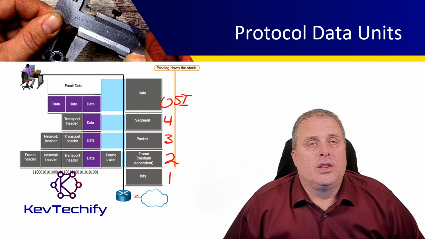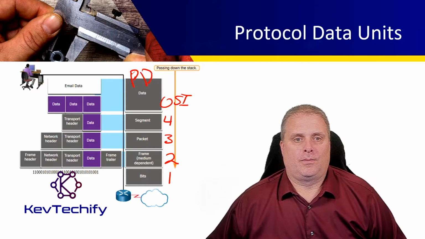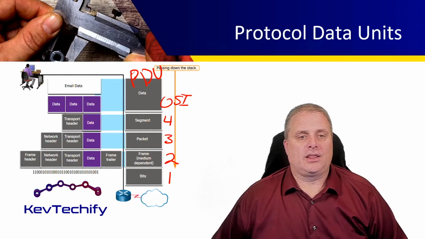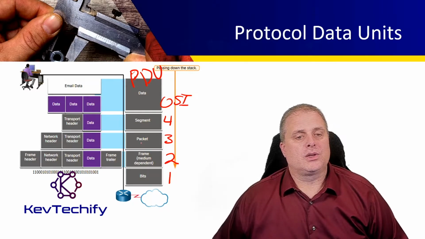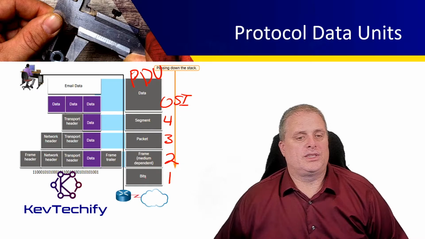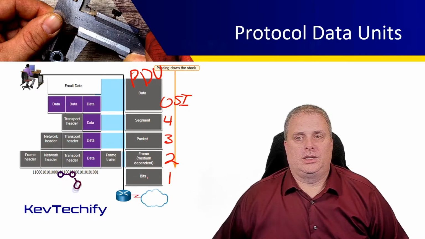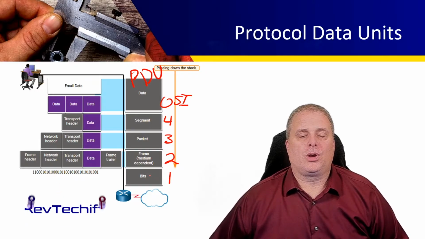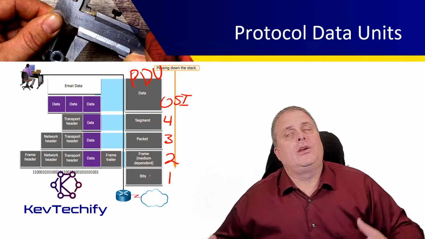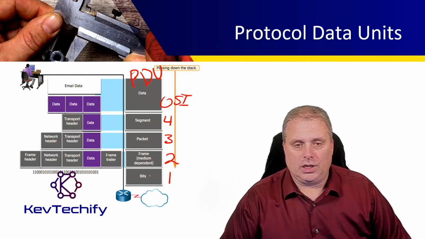So PDUs, they're called, this is the name of the PDUs here in this column. They're called data up here that we get from the upper layers. Then at layer 4, it's called a segment. Layer 3 is called a packet. Layer 2 is called a frame. And then we have the bits that actually go over the network, the ones and the zeros. And so that's what the protocol data units are. And when I say protocol data units, you can think, well, what layer in the OSI model am I talking about? And that's what we're looking at.